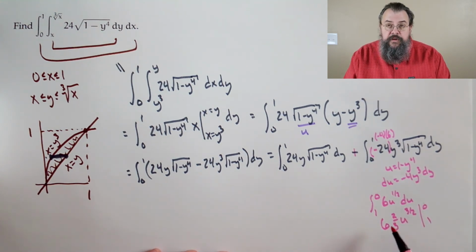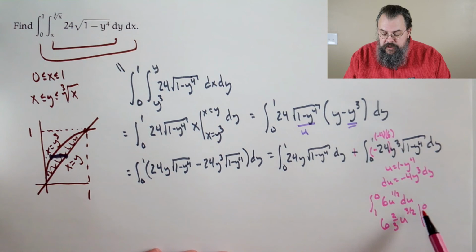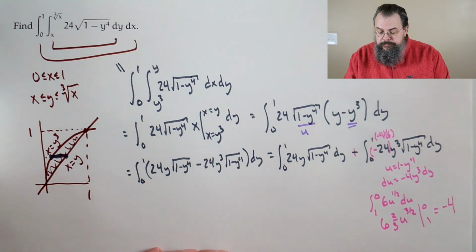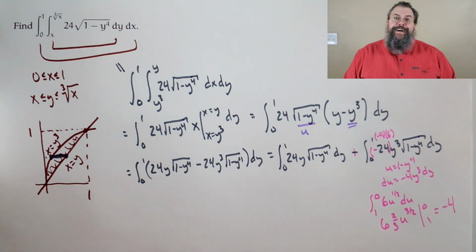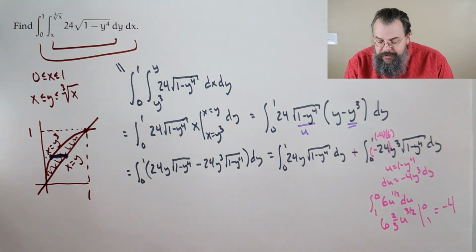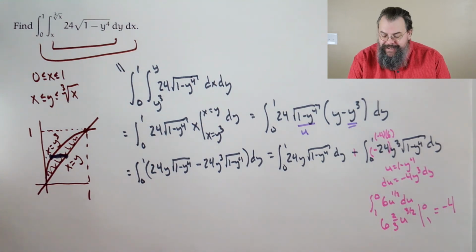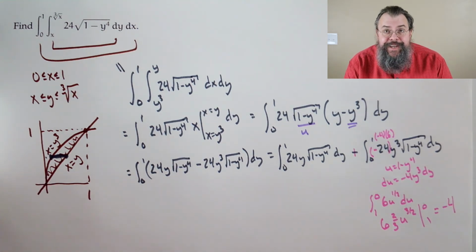Well, 6 times 2/3 is 4. Plug in 0, you get 0. Subtract, plug in 1, you get 1. So we end up with minus 4. Okay, so that's the contribution from the second part, minus 4. All right, great. But we have a first part.